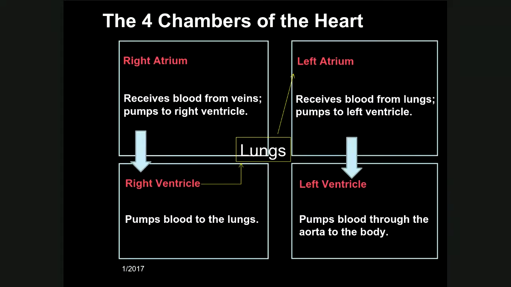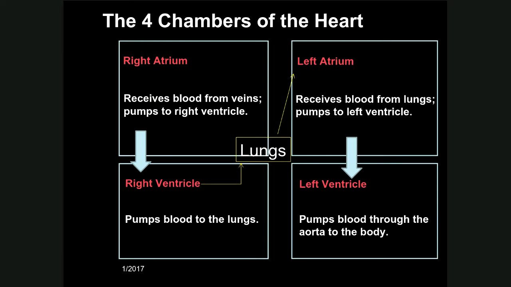There are 4 chambers of the heart. The human heart has 4 chambers. The right atrium receives blood from the venous system, veins, and pumps blood to the right ventricle. The right ventricle, in turn, pumps the blood to the lungs.